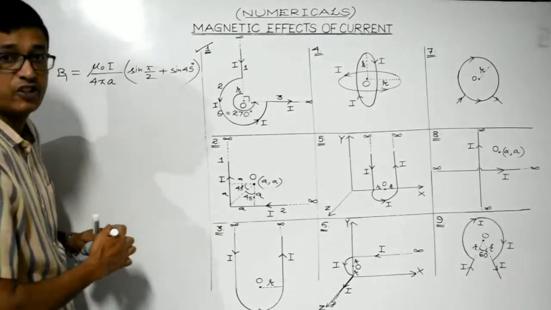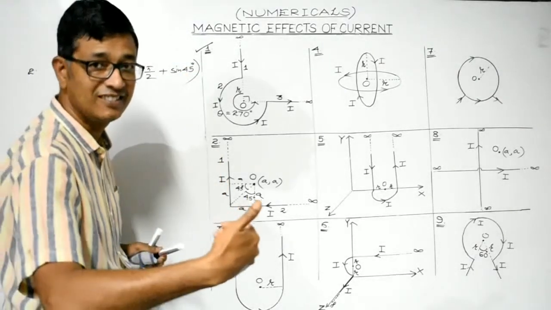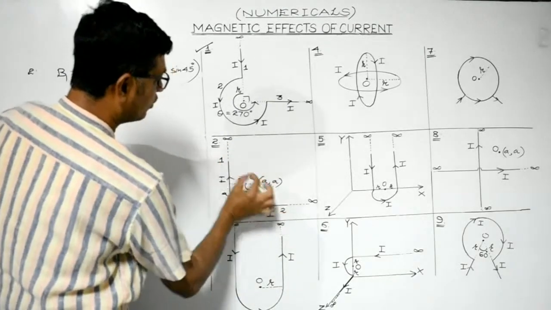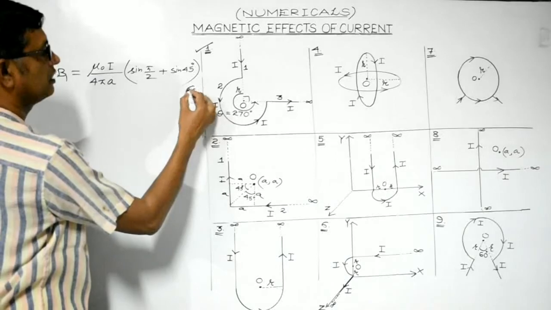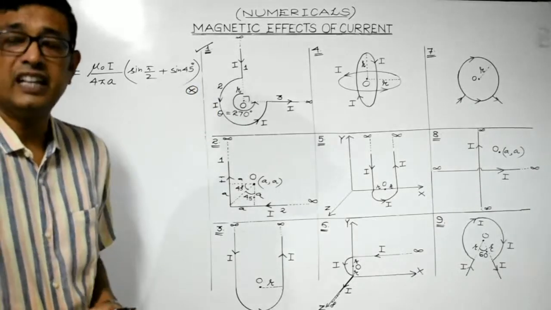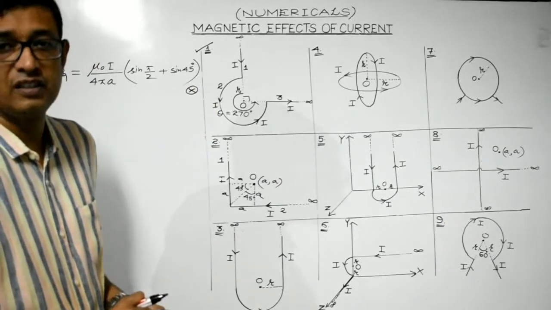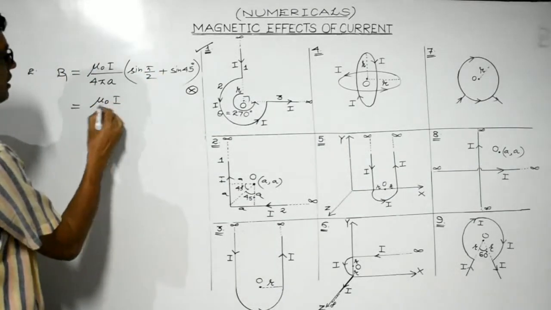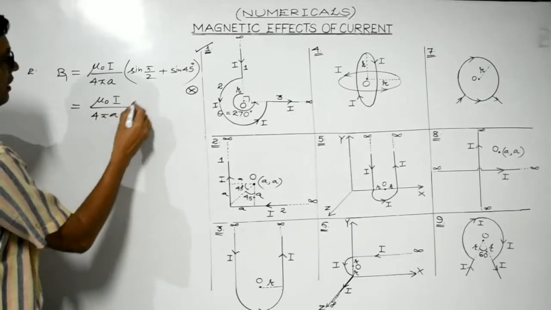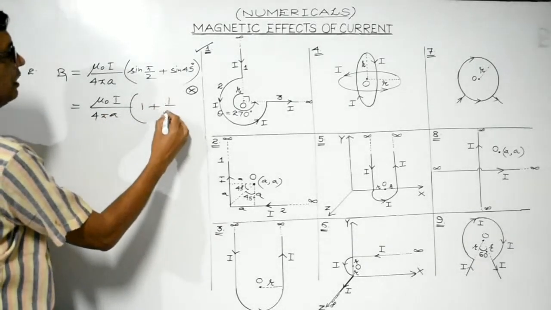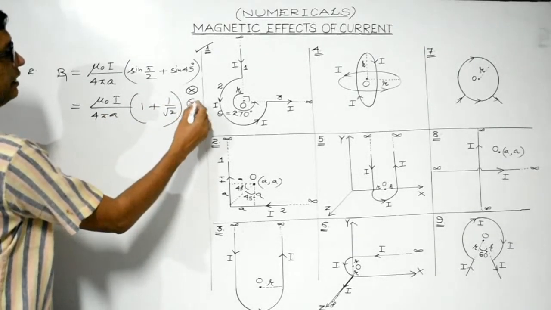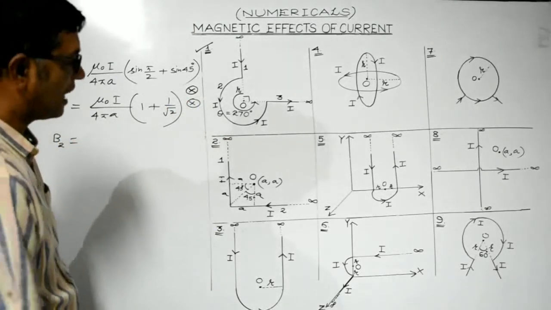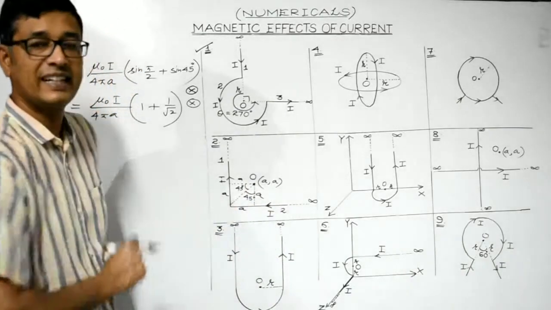And what will be the direction? Just make use of right hand thumb rule. So direction of magnetic field at point O would be inwards. So this is in the inward direction. Sin 90 is 1, sin 45 degree is 1 by root 2. So what do we get is mu naught I divided by 4 pi A (1 plus 1 by root 2), directed inwards.